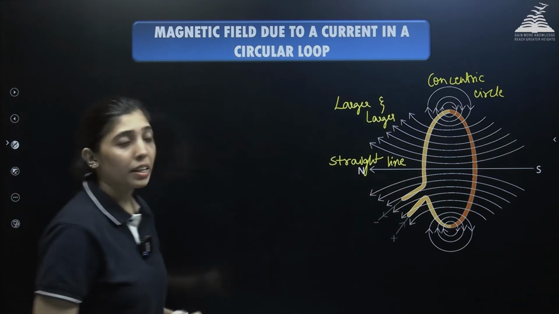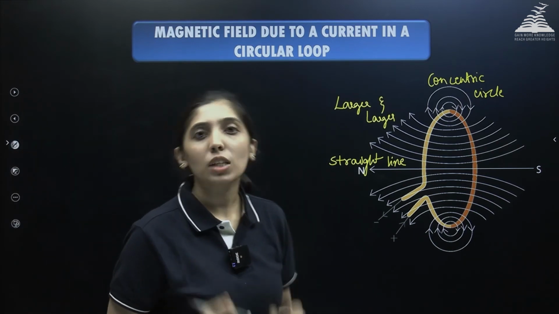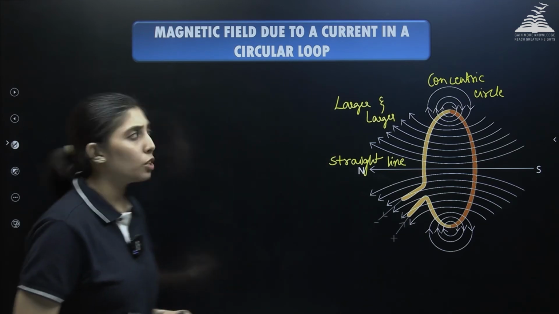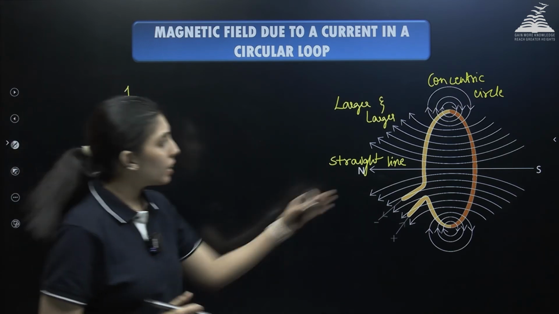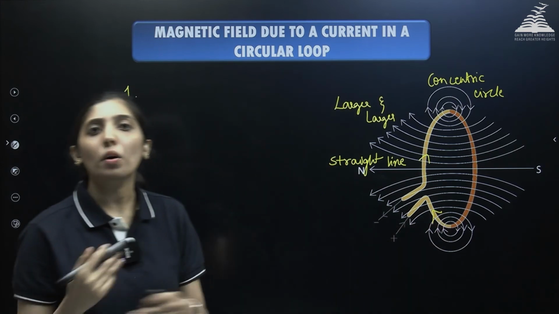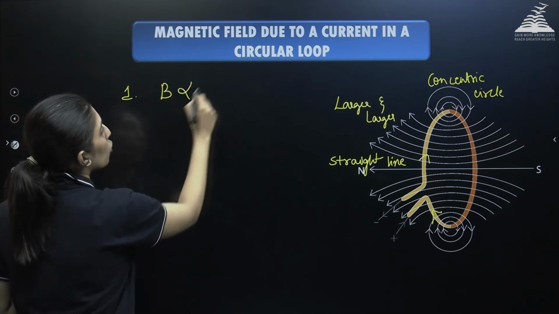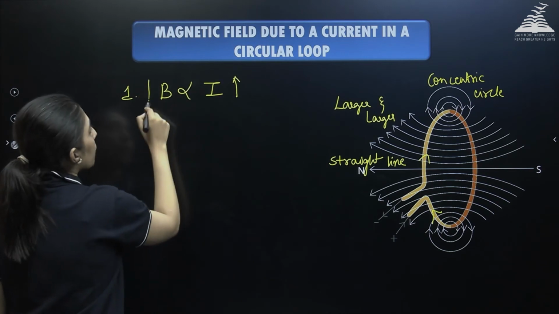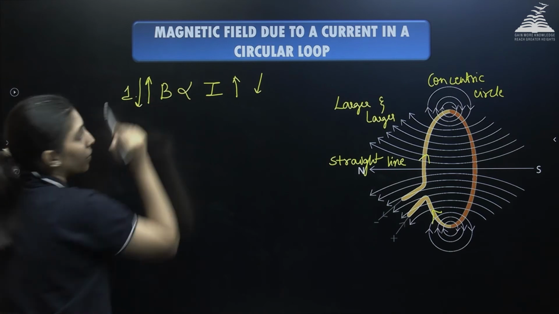The magnetic field at any point in the circular loop, the direction is given by Maxwell's right-hand thumb rule. And also, to talk about the magnitude, let's consider the first factor, that is the electric current. If I increase the current in the circular loop, the magnetic field gets stronger and stronger. Therefore, magnetic field B is directly proportional to I. If the current increases, magnetic field increases. If the current decreases, magnetic field decreases.